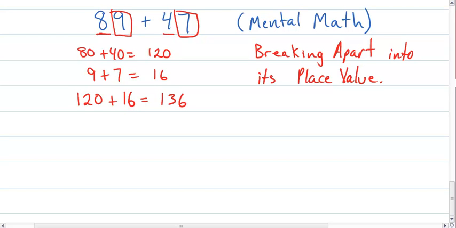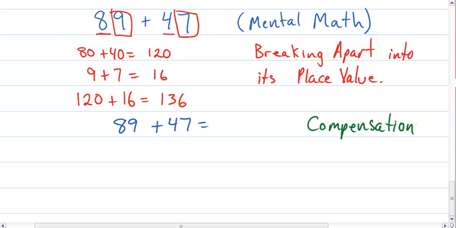So that was using the strategy of breaking the number apart into its place value components and then adding those together. A second strategy that students did today was when we take 89 plus 47. Here's another strategy that students came up with. The other strategy is called compensation. That's what we'll call it.